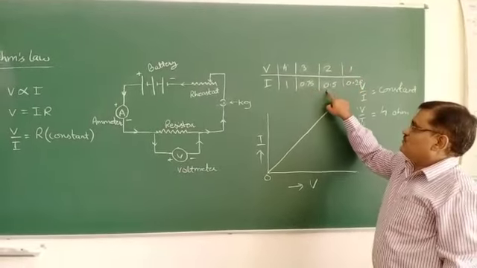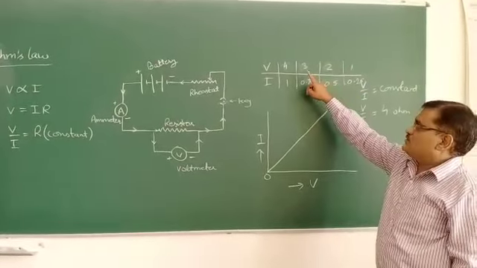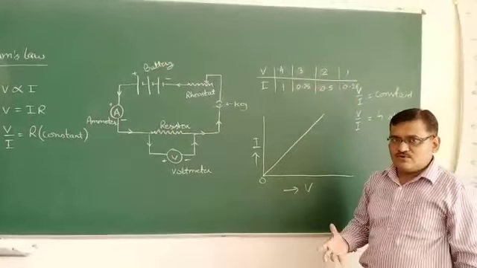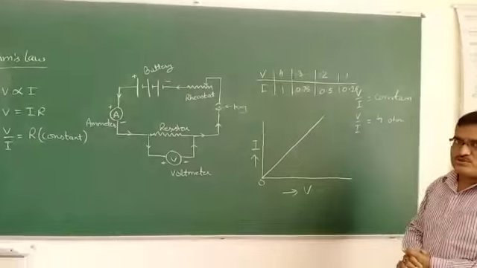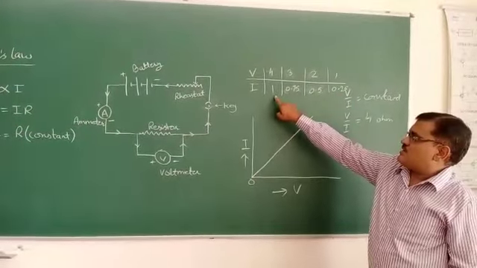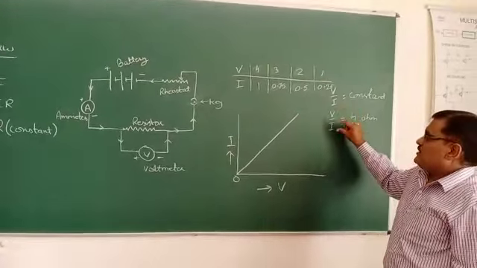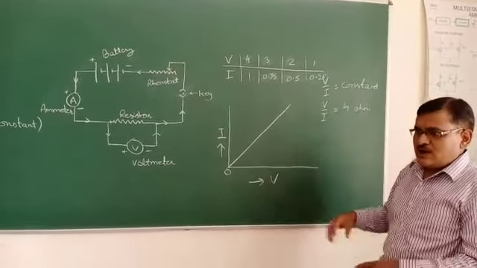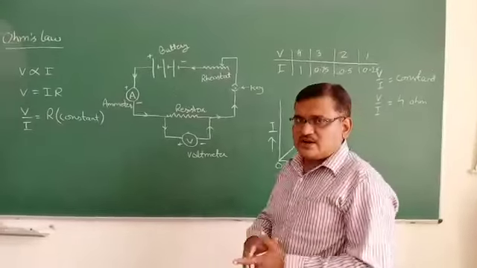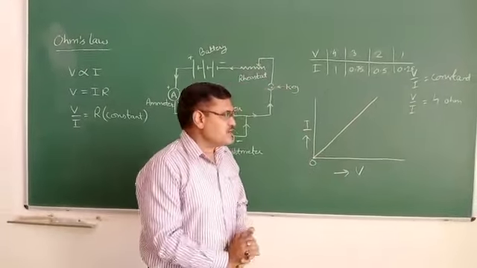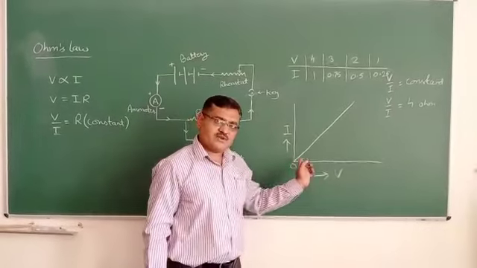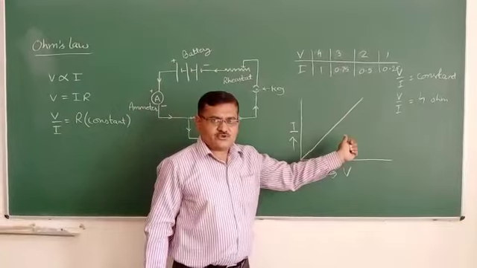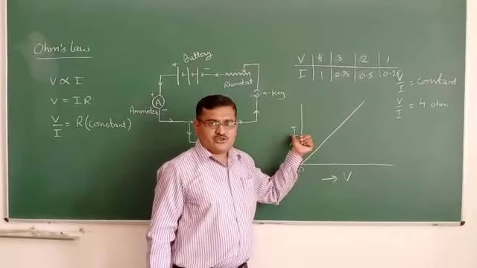You can change the value of current with the help of the rheostat. You will observe the value of potential difference is also changing, which can be observed from the voltmeter. So you can understand both are proportional to each other. In every case, the first, second, third and fourth case, if I take the ratio of V by I, it is always 4, which is constant. If two quantities are directly proportional to each other, the graph will always be a straight line. This graph is showing that V is directly proportional to I.